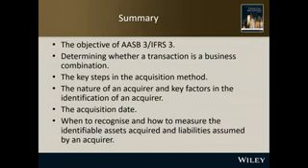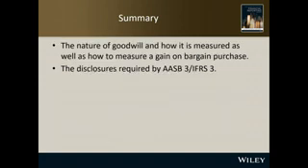Okay, and as a summary, what we did today is we have identified the objective of IFRS 3, determined whether a transaction is a business combination or not, and the key steps of the acquisition method. We have 4 steps, the nature of the acquirer and key factors in identification of the acquirer, the acquisition date, when to recognize and how to measure identifiable assets and liabilities assumed by the acquirer, and also what goodwill is, what is meant by bargain purchase, and what the disclosure requirements are under AASB 3 as well as IFRS 3.